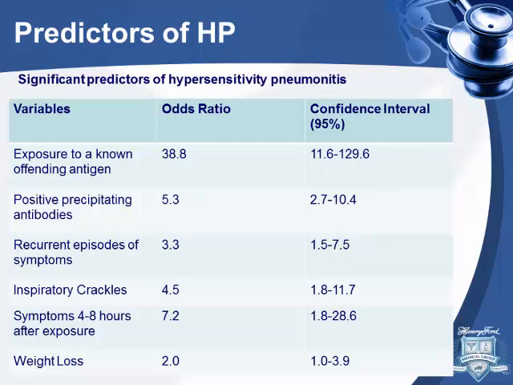So these are predictors of HP. The HP group came up with a very nice study trying to see if there's anything that might predict the possibility of having HP. They looked back at their whole cohort and did a lot of regression analysis, and found that exposure to a known offending antigen increases your odds significantly, almost 39, very significant. You've also got positive precipitating antibodies, which I'll talk about even more later, recurrent episodes of symptoms, inspiratory crackles, symptoms 4 to 8 hours after exposure, and weight loss. So these all increase your odds.